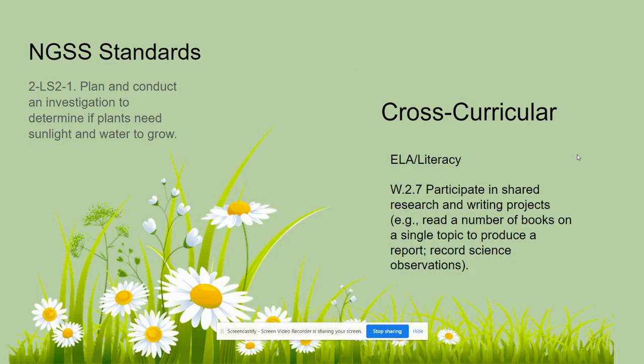And then the NGSS standards that are addressed are 2-LS2-1, which is to plan and conduct an investigation to determine if plants need sunlight and water to grow. And the cross curricular is the ELA/literacy W.2.7, which is to participate in shared research and writing projects.